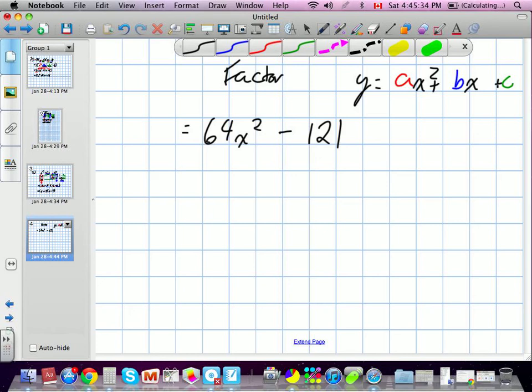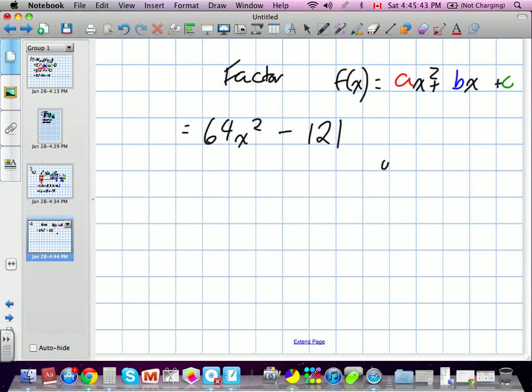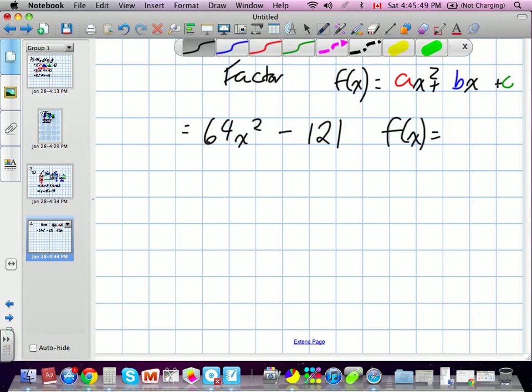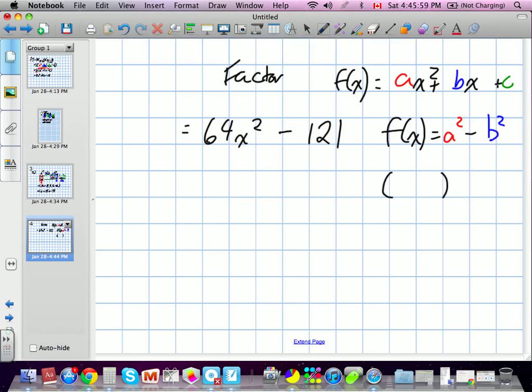f of x is equal to a squared minus b squared. If this is the case, then this can be factored into two brackets, where the square root of a is your first term in both, the square root of b is the second term in both, and you just put a plus and a subtraction sign in there. This is called the difference of squares.